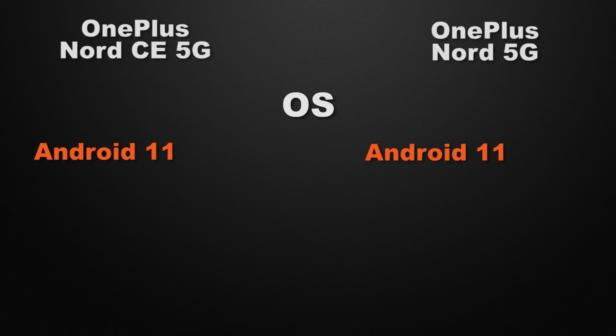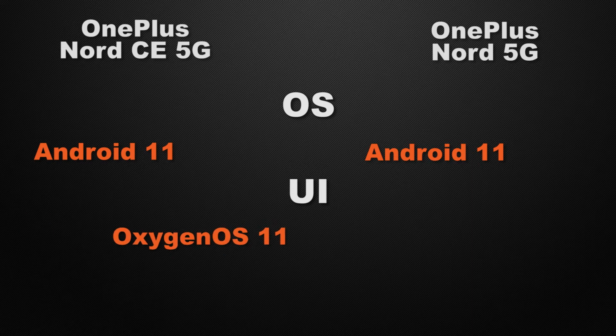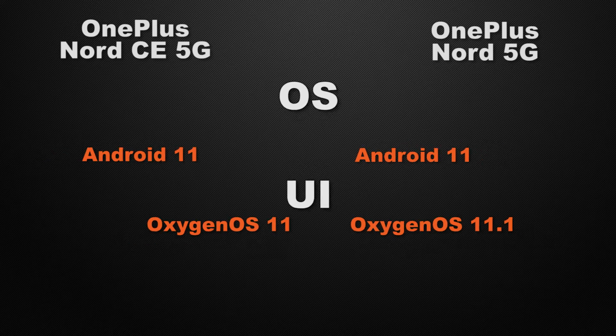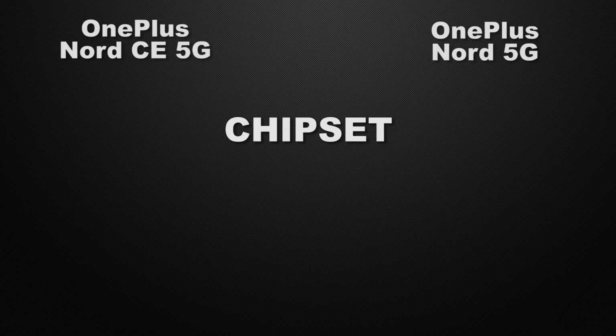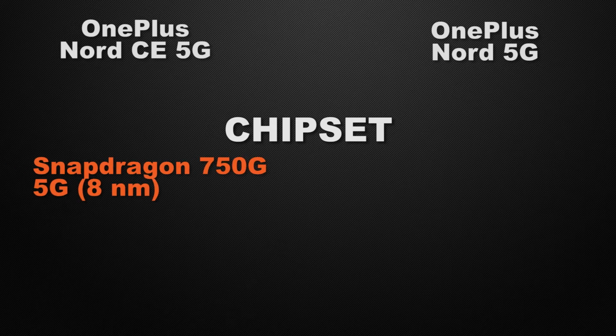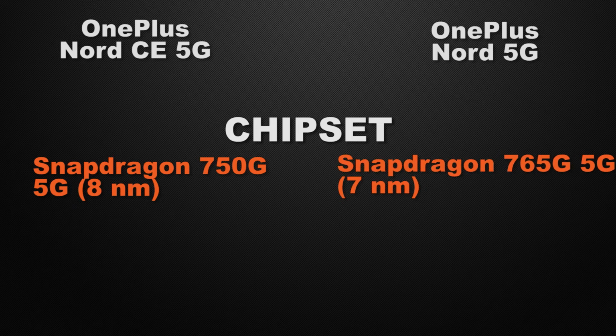So it's a tie. And about the user interface of the devices, Nord CE have Oxygen OS, whereas Nord comes with Oxygen OS. So it's a tie because both of the devices have same interface. Let's talk about the processor of the devices. Nord CE is powered by Snapdragon 750G 5G based on 8nm processor, whereas Nord is powered by Snapdragon 765G 5G based on 8nm processor. So the winner here is Nord CE because it has slightly faster processing speed.